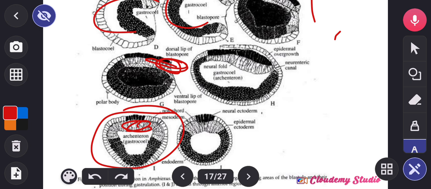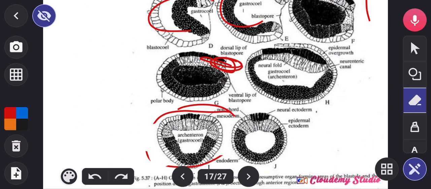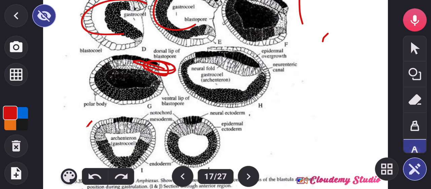And the inner layer now has the endoderm. And between the external layer and the internal layer, we now have the mesoderm and the notochord. You see at this stage that the ectoderm has been formed, the endoderm is also there, and the mesoderm has also been formed. We can now call the structure a gastrula.